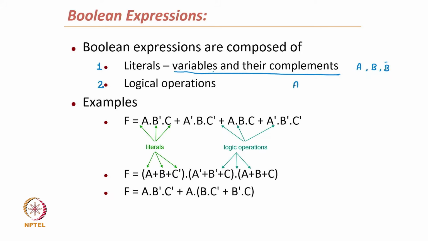For example, we are doing a plus b. So, this is the logical operation we are doing on these literals. So, here we have literals a and b, and the logical operation we are doing is plus. It can be a multiply as well. So, here we are doing a multiplication or the dot of a and b. So, this is the example of literals and logical operation.